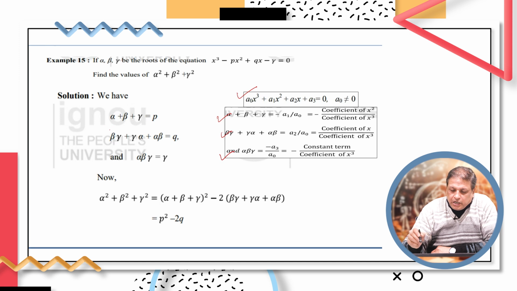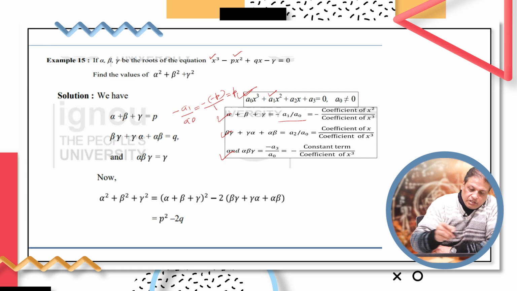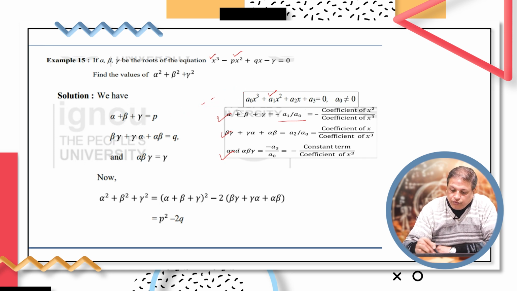Now, alpha plus beta plus gamma is equal to minus of a1 upon a0. And what is minus of a1? The coefficient a1 is the coefficient of x square, which is minus p, and a0 is the coefficient of x cube, which is nothing but 1. So, minus of a1 upon a0 will be equal to minus of minus p upon 1, that is equal to p. So, this is how we come to the conclusion that alpha plus beta plus gamma is nothing but p.